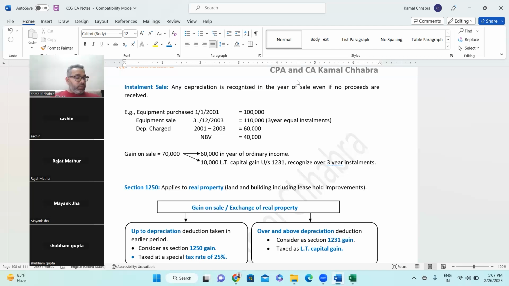How have we calculated this 40,000? 1 lakh minus 60,000. Yes, absolutely true. So 100,000 minus 60,000 is your book value. Now in your books of accounts, you have that equipment value of 40,000 and you sold that equipment for 110,000. Right? So you have a capital gain. You have a total gain of 70,000. 110,000 minus 40,000 is equal to 70,000.